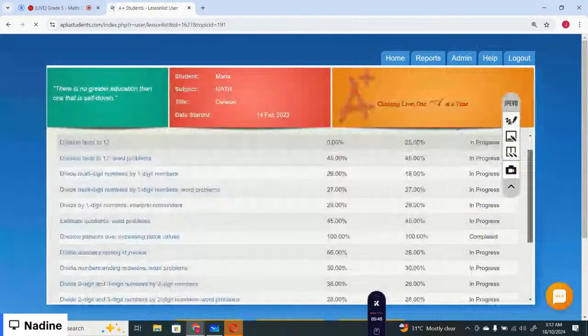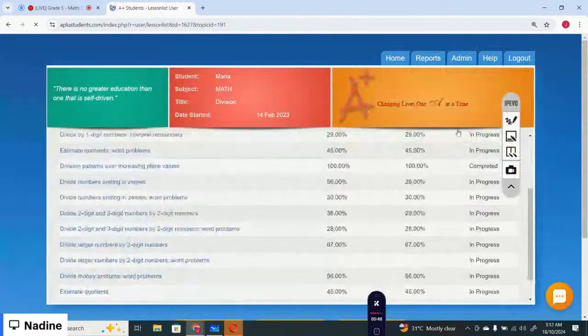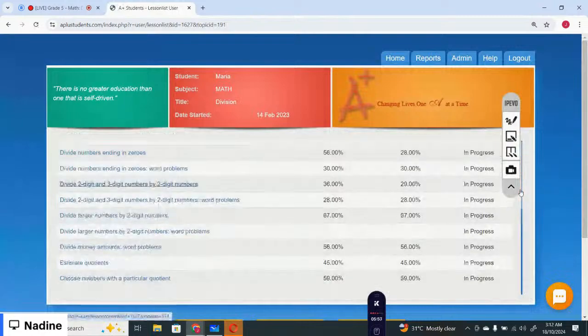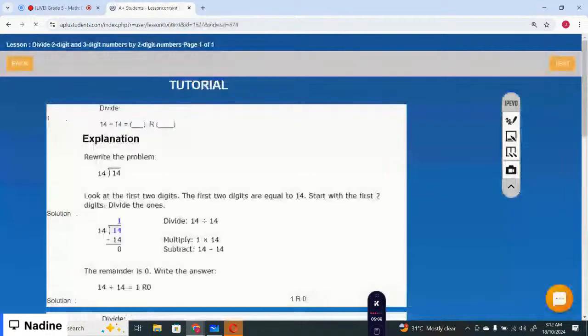Okay, the next lesson is divide 2-digit and 3-digit numbers by 2-digit numbers. Let's just start with the lesson. Okay, the first one is 14 divided by 14. So 14 times 1 is 14, right? You have the answer 1 and 0 remainder because 14 completely divides 14. So the answer is 1 and the remainder is 0.